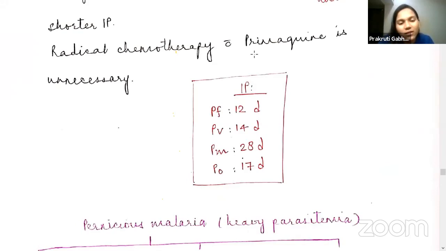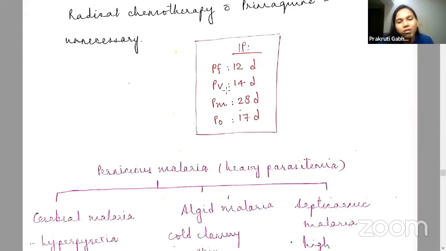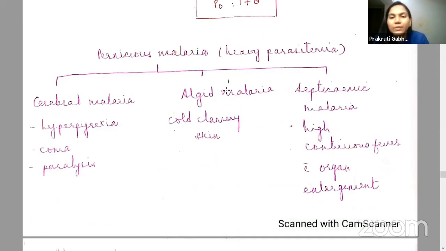Going ahead, if you see a textbook like Baveja or some microbiology book, then they've used the word pernicious malaria, which is basically just when there is heavy parasitemia. In case of falciparum, the various manifestations are cerebral malaria, algid malaria, and septicemic malaria. Cerebral malaria obviously manifests as hyperpyrexia, coma, paralysis. We've all seen this. In algid malaria, you have cold, clammy skin because there is a disturbance in the peripheral blood circulation. And in septicemic malaria, there is a high continuous fever along with organ enlargement.